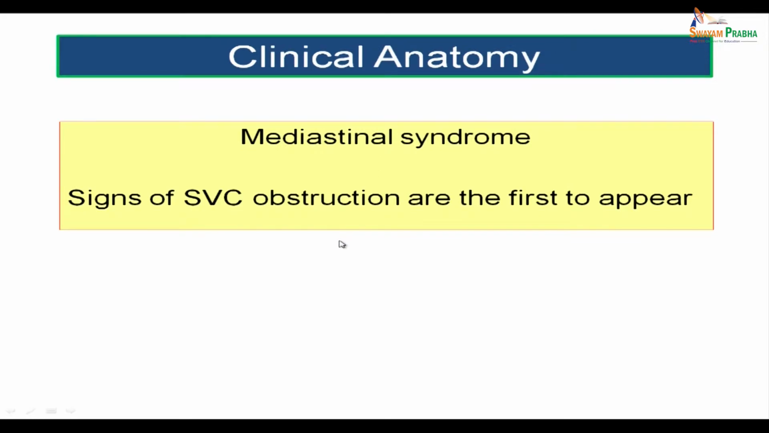Mediastinal syndrome, we already mentioned, any space occupying lesion in the mediastinum will give rise to a collection of symptoms which is called as mediastinal syndrome. Signs of superior vena caval obstruction are the first to appear in the mediastinal syndrome.